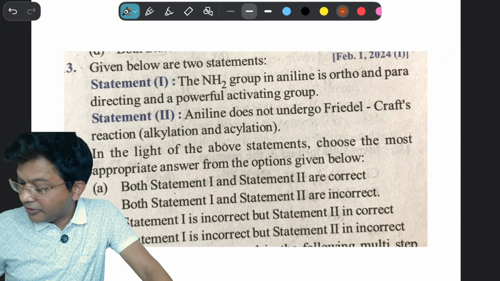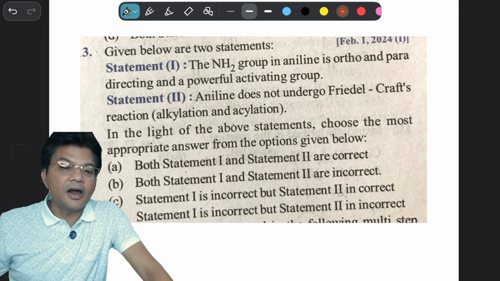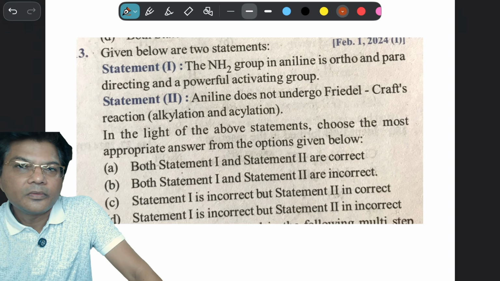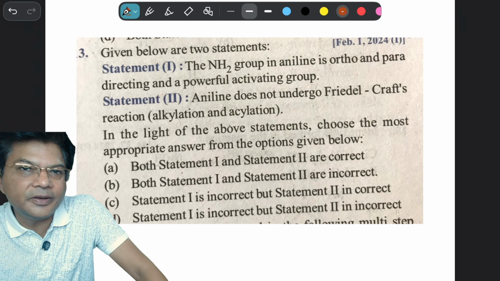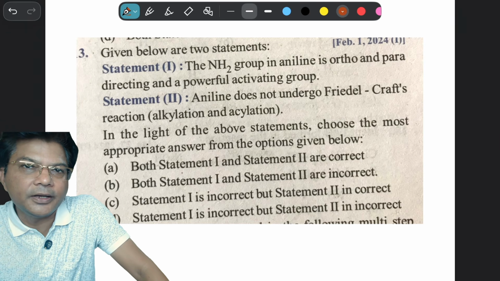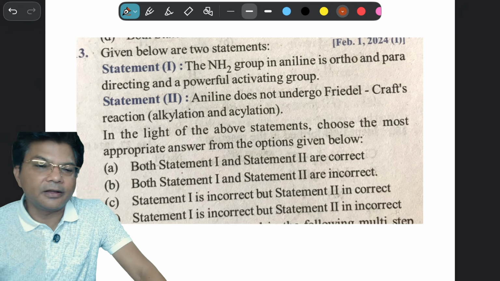Now assertion reasoning. This time AR will come. Categorically, this Baba H.S.P is telling you this particular point. Make a note. Definitely this time AR will come.